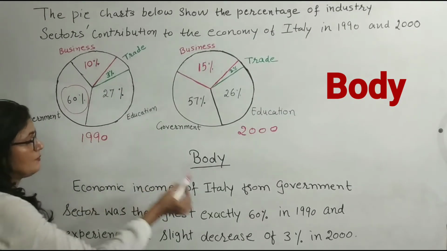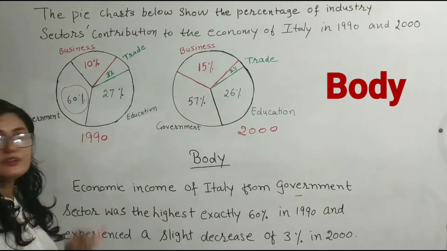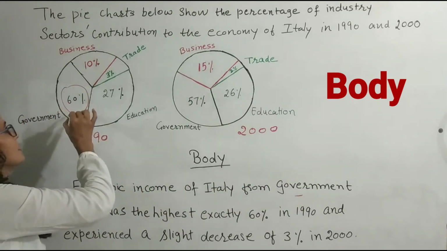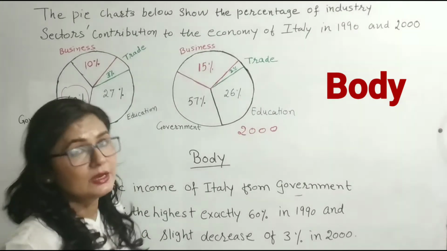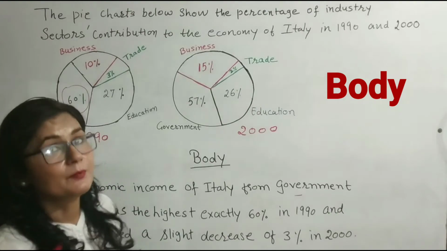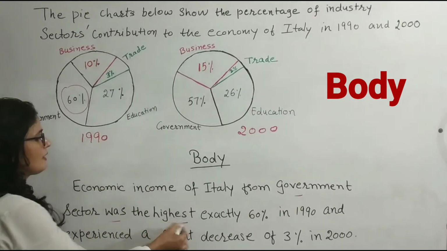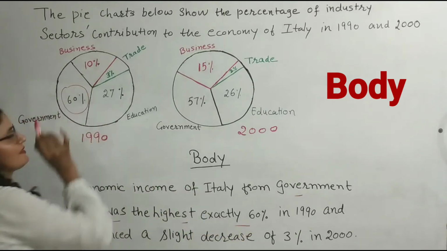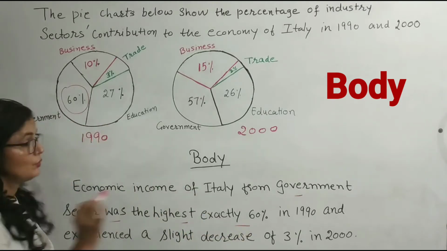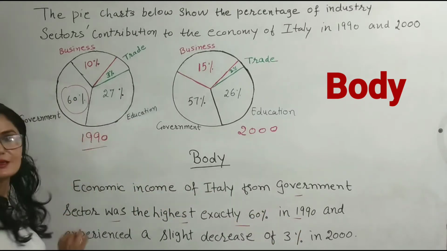Economic income of Italy from government. Means from the government sector, the income and economy of Italy was maximum, was the highest. What was that? Exactly 60%. Now what? In 1990.